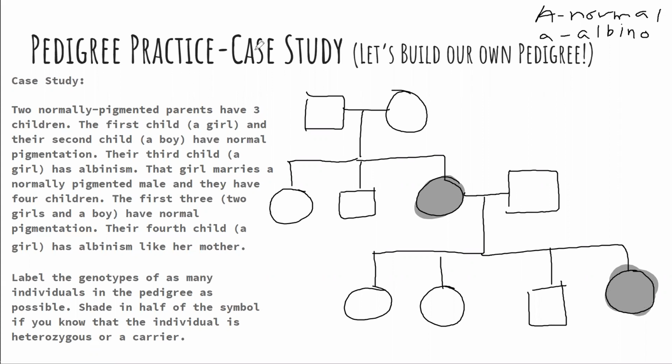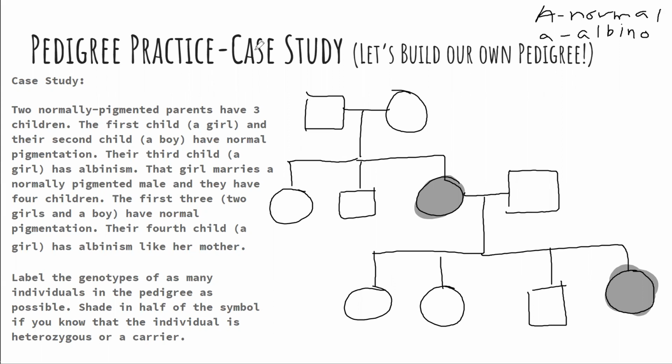So we've drawn our pedigree. This is what our pedigree should look like. Now we have to label the genotypes of as many individuals in the pedigree as possible. Shade in half of the symbol if you know that the individual is heterozygous or a carrier. So for ours, we are going to shade in halfway.